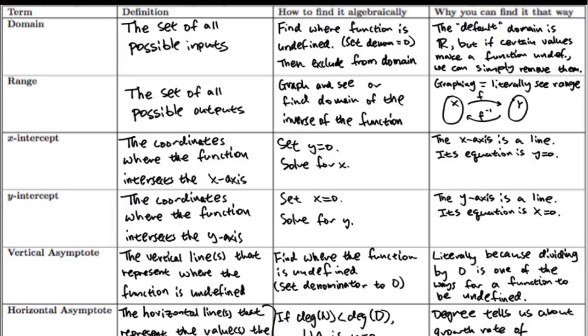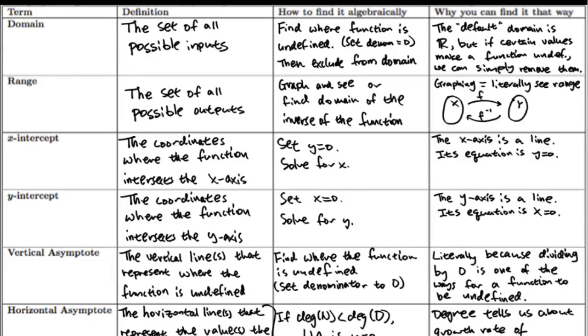Alright, so over here we have this little graphic organizer that we've worked with for the past week. Actually, just one week. But anyway, so: definition, how to find it algebraically, why you can find it that way. So, domain, range, x-intercept, y-intercept. I'm just going to quickly go over exactly what these things are and why they work the way that they work, just so that we can get some quick review right now.